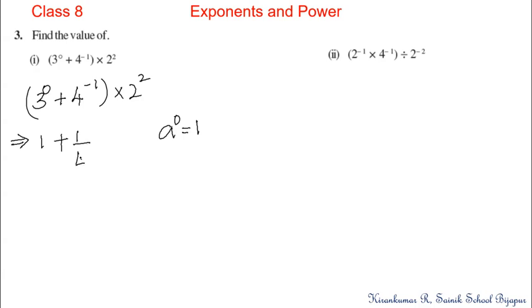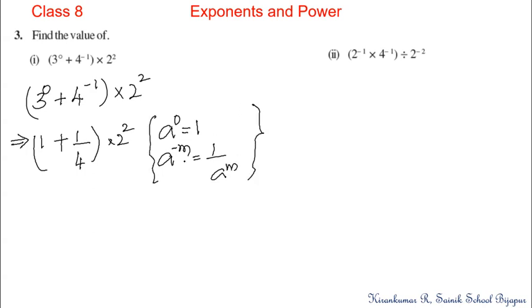This will be 1 upon 4 into 2 square. So a to the power of minus m is 1 upon a to the power of m. These two identities or laws I have used here. Let's take the LCM. We get 4 plus 1 upon 4 into 4. If you look at the denominator 4 and this 4, they get cancelled. We get the result as positive 5.